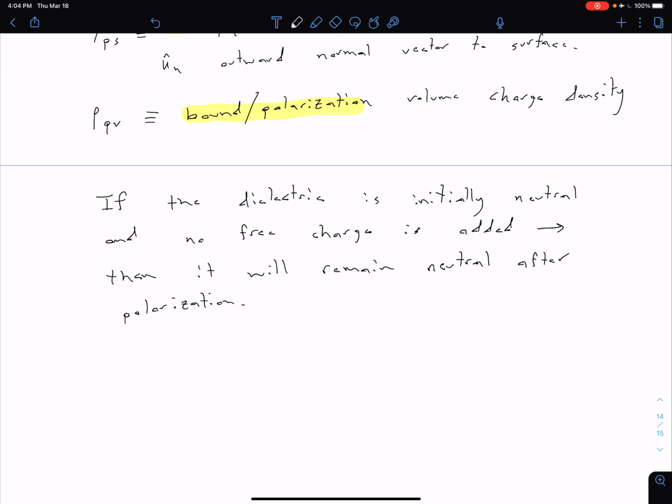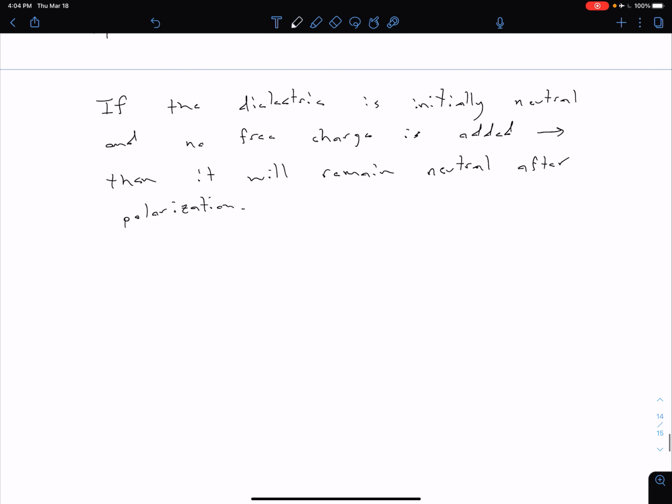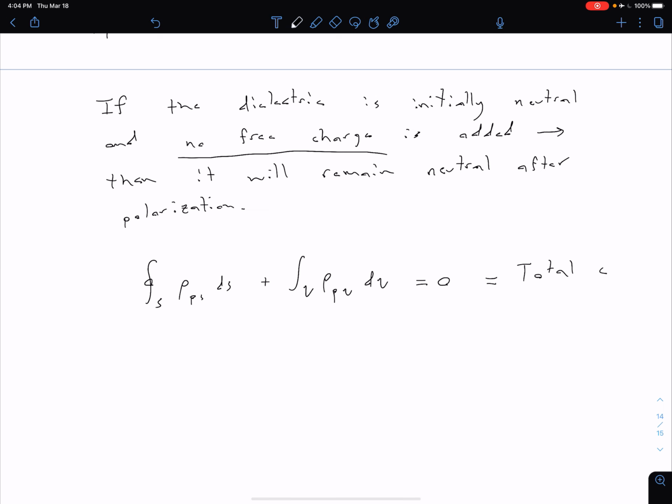To write this as an equation, we're saying that the integration of all of our bound surface charge, rho sub ps ds, plus the integration over our volume of all of our bound volume charge in that dielectric material, has to be equal to 0 if we have no free charge added. That's going to be true after polarization in a dielectric. And so that's our total charge of the system.